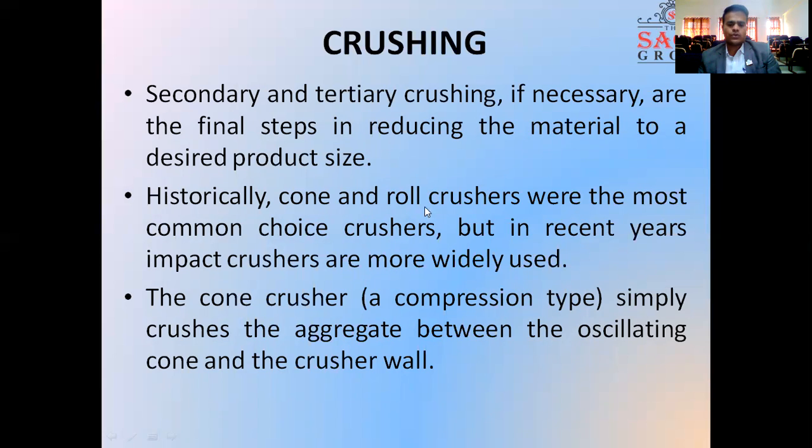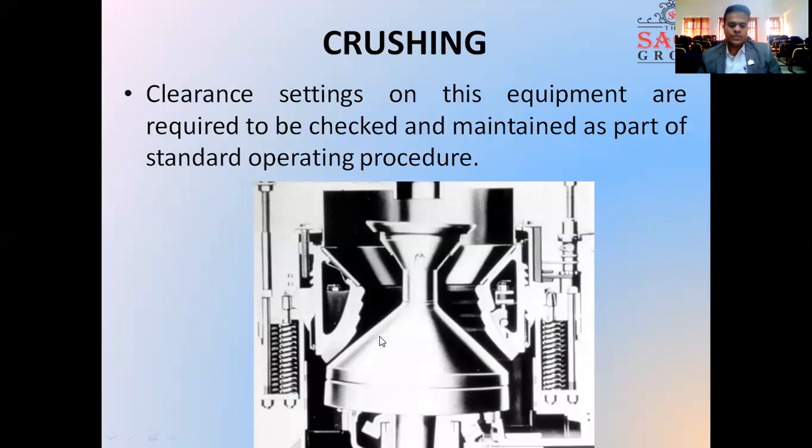Historically, cone or roller crushers were the most common choice of crusher. That means the cone crusher and the roller crusher. But in recent years, impact crushers are being used more widely. The cone crusher is a compression type, which simply crushes the aggregate between the oscillating cone and the crusher wall. This is an oscillating cone and these are the crusher walls.